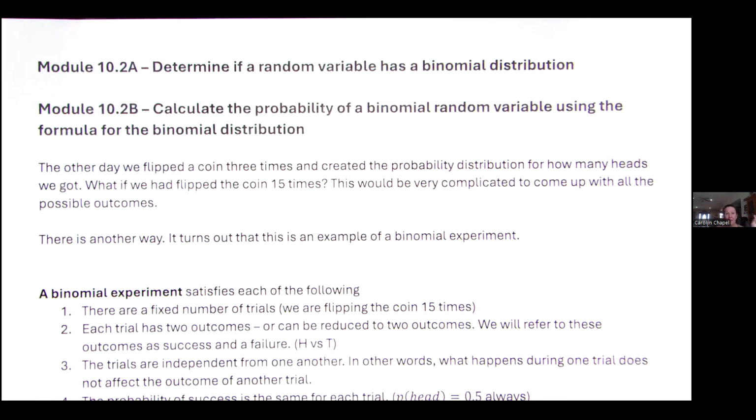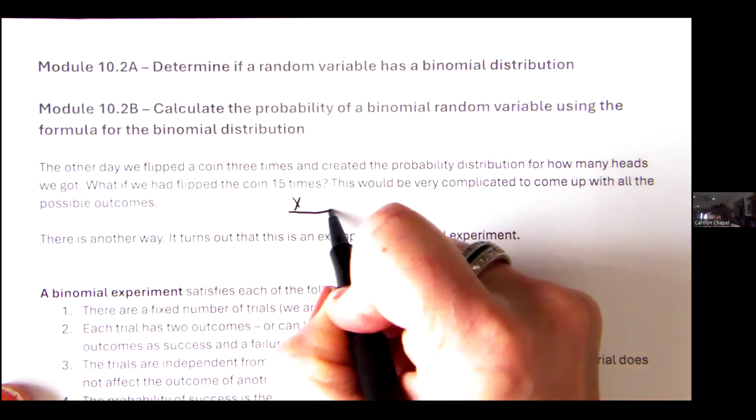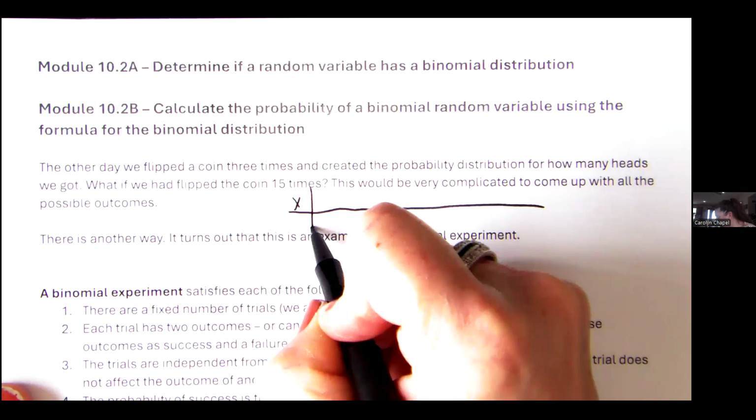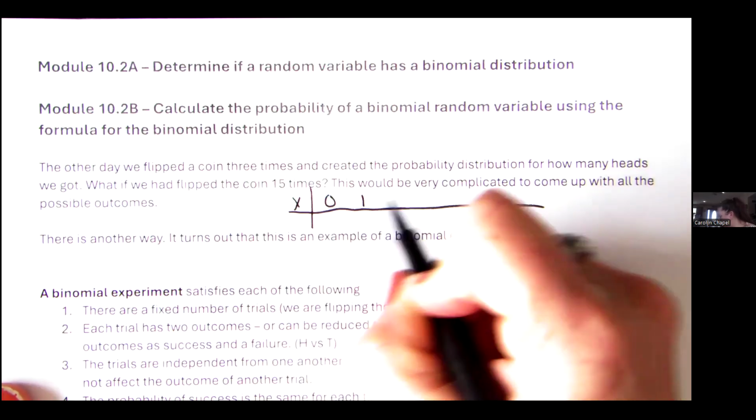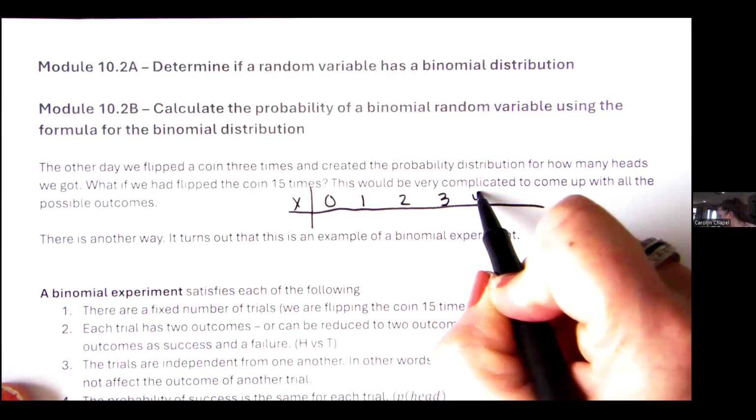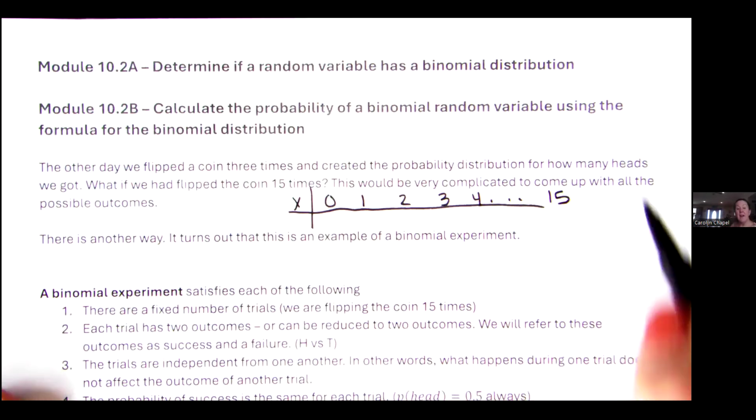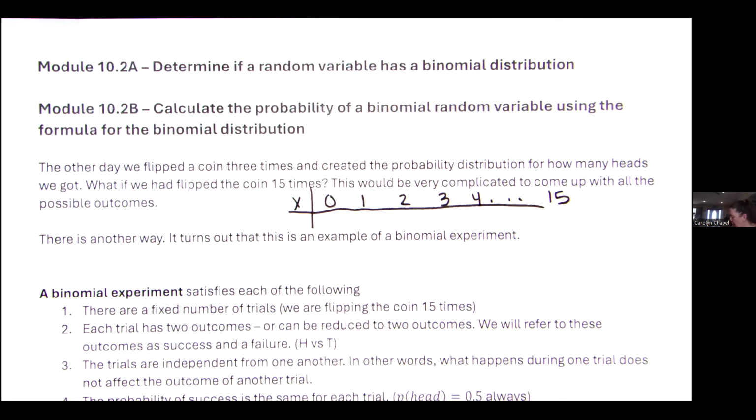So the probability of getting no heads was 1 out of the 8. Getting 1 head was 3 out of the 8, and so forth. We were able to complete that probability distribution table. Well, what would it be if we had flipped that coin not 3 times, but 15 times? Yes, we could have still created our table for the X's, because we could have 0, 1, 2, 3, all the way up till we got to our 15 heads. So we could have had all those possibilities.